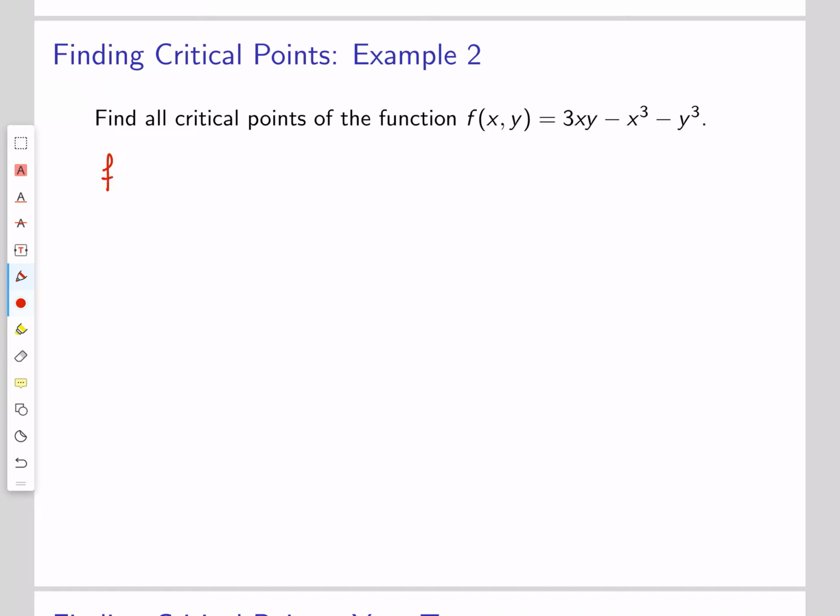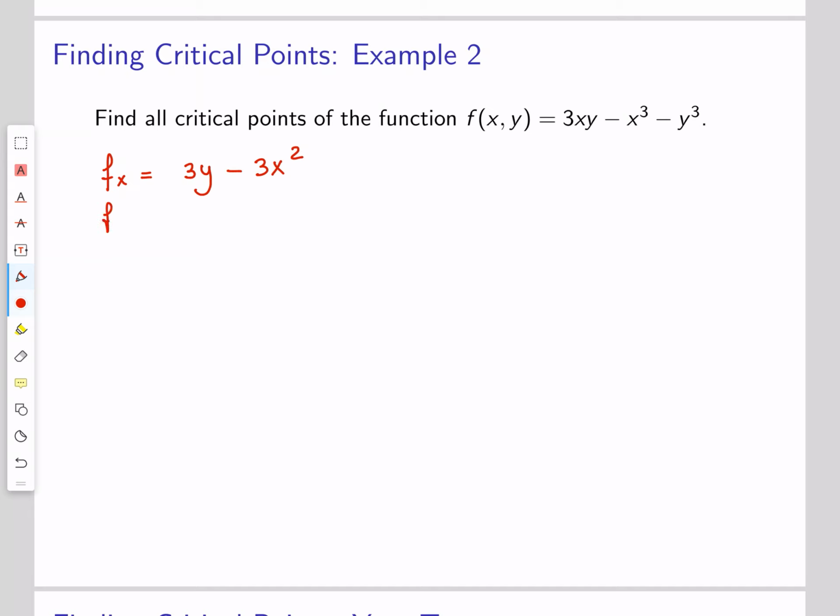We start off by taking the two partial derivatives. So the partial derivative with respect to x is equal to, the first term I'm differentiating with respect to x, I'm left with 3y minus the derivative of the second term, so that's 3x squared. As far as x is concerned, y cubed is a constant, and so the derivative gives 0. I'm not going to be writing that one down.